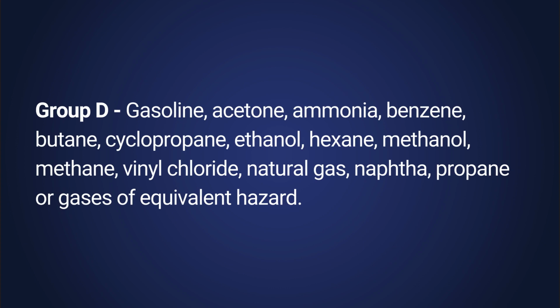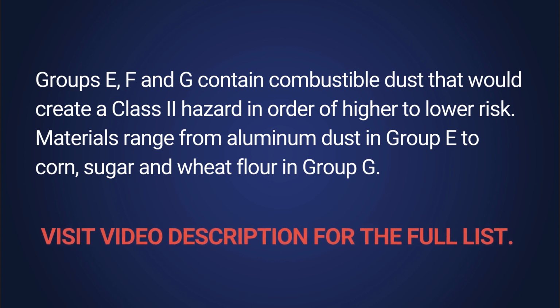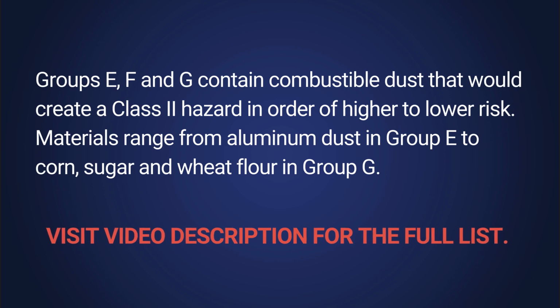Groups E, F, and G contain combustible dust that would create a Class 2 hazard in order of higher to lower risk. Materials range from aluminum dust in Group E to corn, sugar, and wheat flour in Group G.